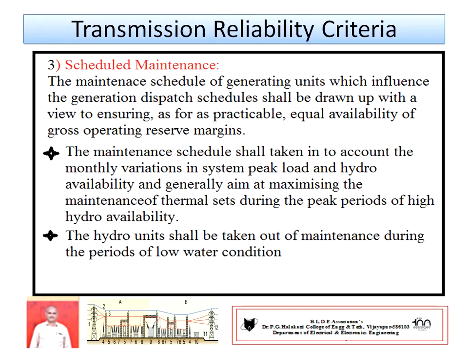In general, the main aim of the maintenance is to maximize the maintenance of thermal plants when a higher quantity of water is available, that is, when high hydro is available. It is very simple. When high hydro is available, maintenance of thermal may be done. When the low level of water is available, hydro maintenance should be done. Getting the idea? Once again, when high water is available, thermal may be given off. When low water is available, hydro may be given off. This is the understanding.